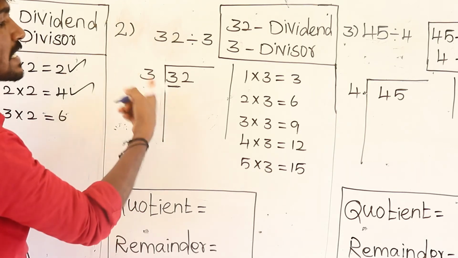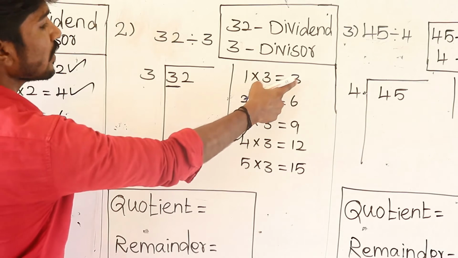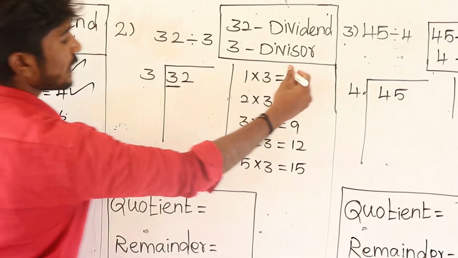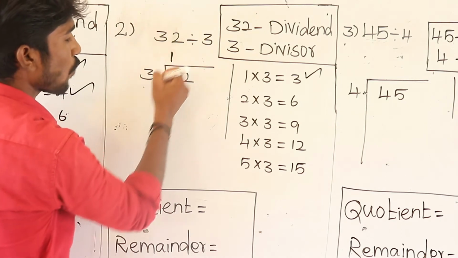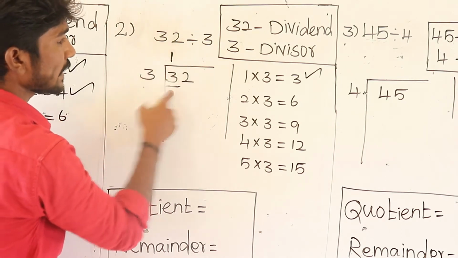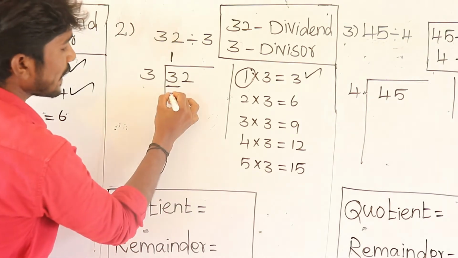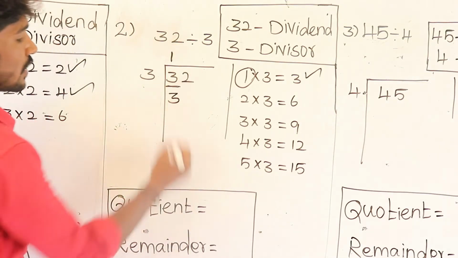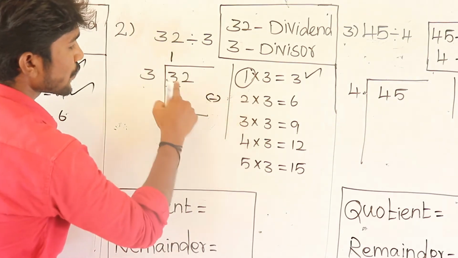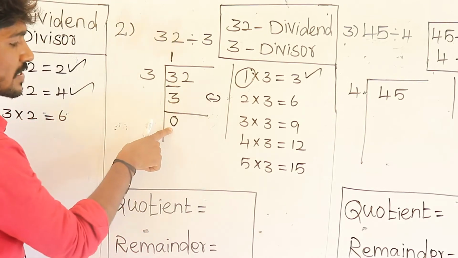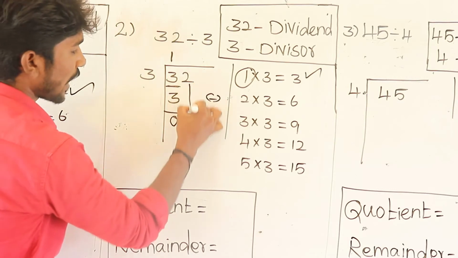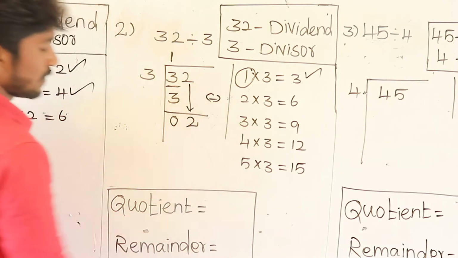So how many 3's are 3? 1 3's are 3. So this one is possible. Write quotient value 1. 1 3's are 3. So write 3 here downside. Next, subtraction. 3 minus 3 is equal to 0. Right here 0. Next, write 2 here downside.